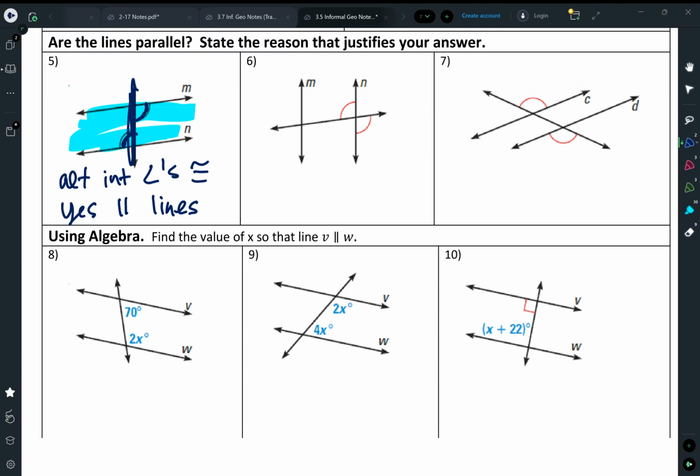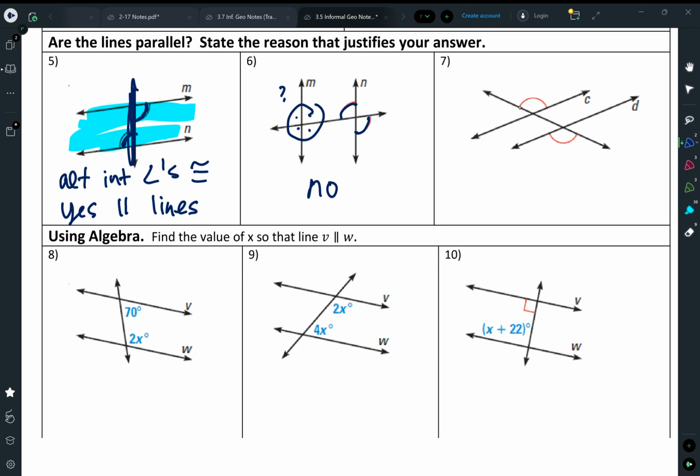And let's see on the next one, these are my vertical angles, which are always congruent by definition. So it doesn't tell me anything about angle 1, 2, 3, or 4 over here. And so I'm going to say no on this one. We do not have enough information.